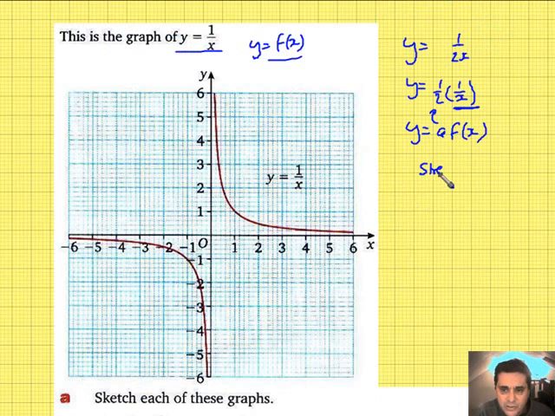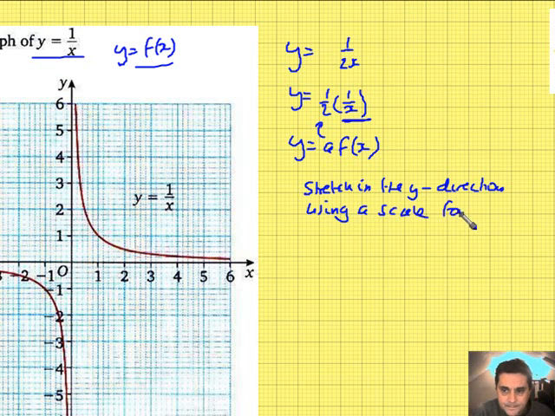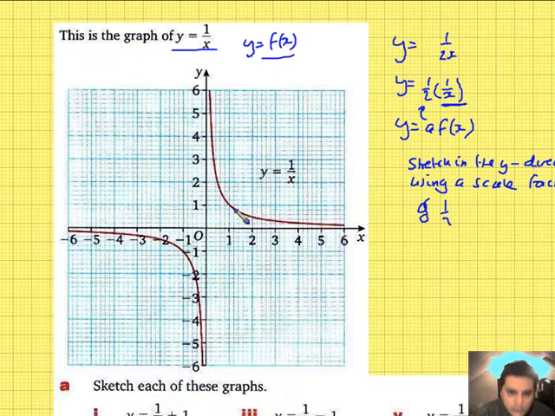Therefore it's still a stretch in the y direction using a scale factor of 1 half. So I've got to multiply the y part of the coordinate by a half. So if I got 1, 1 for example, this part I multiplied by half, therefore it will become 1 half.